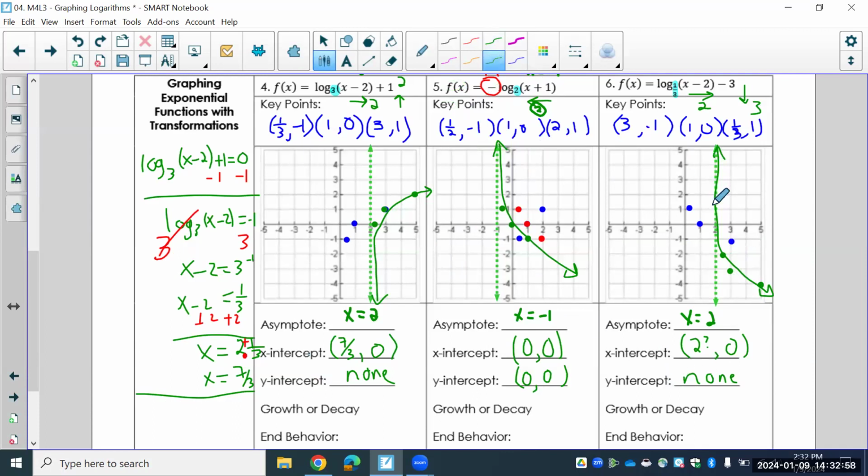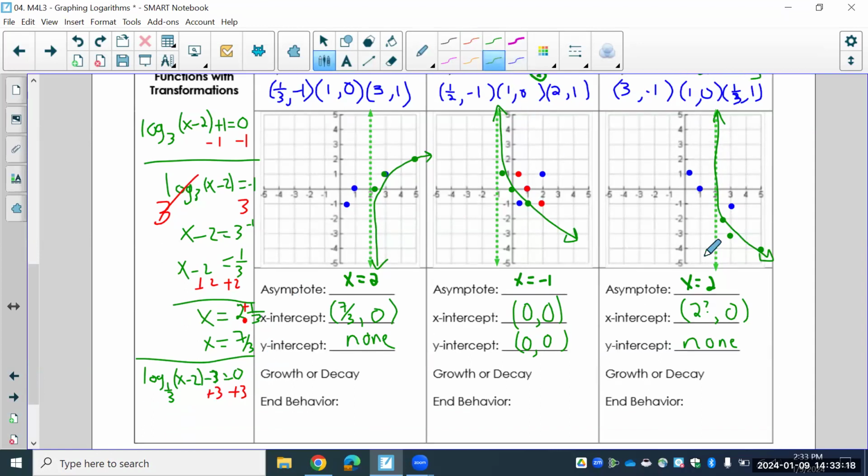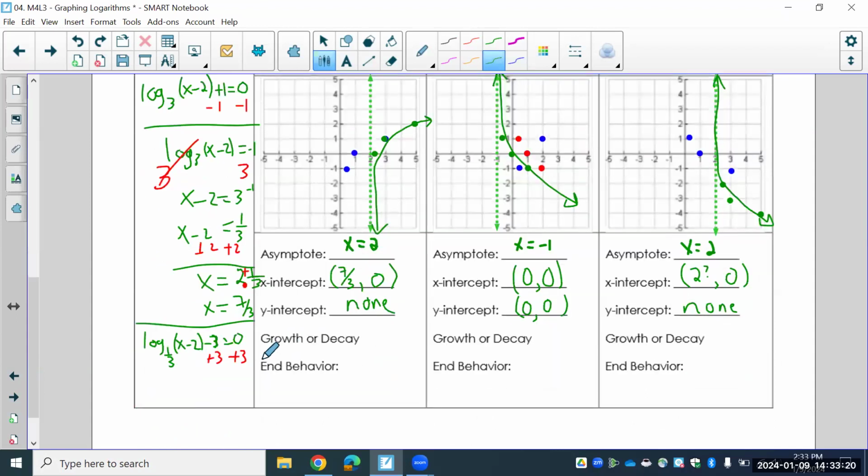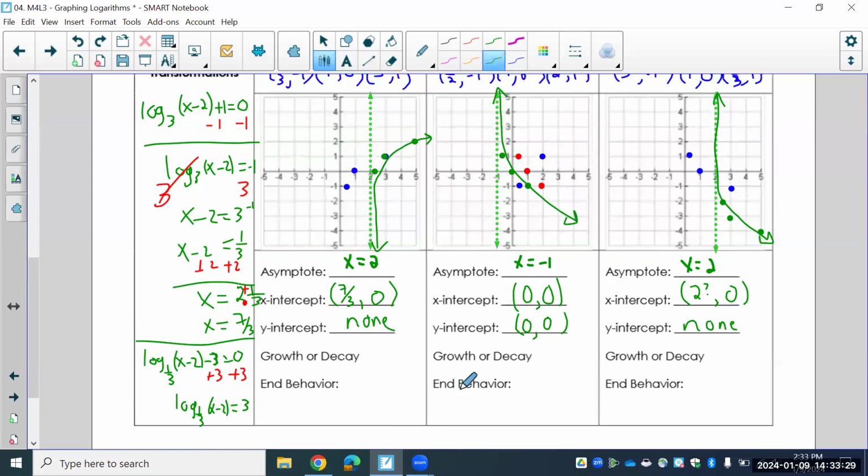So over here, if I look at this one and try to set this one equal to 0, let's actually do this one because it's a little more complicated. So that'd be log base 1/3 of x minus 2, minus 3, equals 0. Again, you're going to add the 3 to both sides. And then after that, you're then going to have log base 1/3 of x minus 2 is equal to 3, okay?